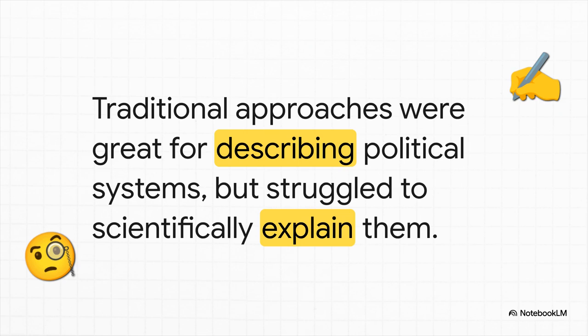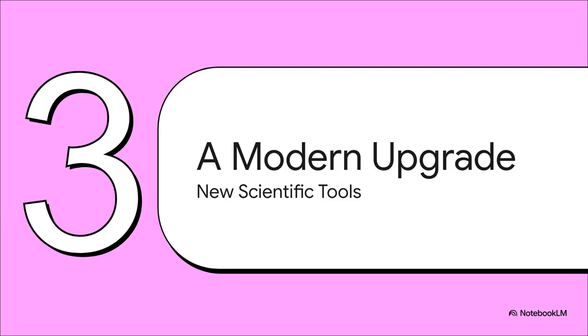And that right there gets to the core problem. These traditional tools were fantastic for describing a political system. They could give you the complete blueprint of government. But what they really struggled with was scientifically explaining why it worked the way it did. It was definitely time for an upgrade to the toolkit. And that brings us to the modern era. Around the middle of the 20th century, a kind of scientific revolution just swept through political science. It brought a whole new set of tools to the table, and these were designed specifically to answer those why questions with actual data and empirical evidence.